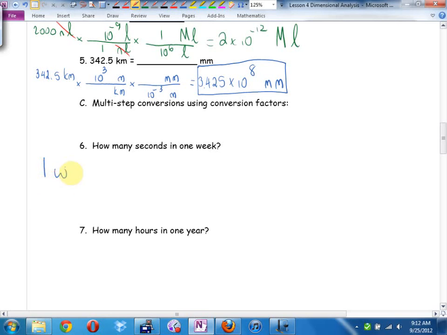1 week. Do you know how many seconds are in 1 week? Because if you do, we're done. And maybe you do. Do you? What do you know how many of are in 1 week? Day? Okay, you know what?